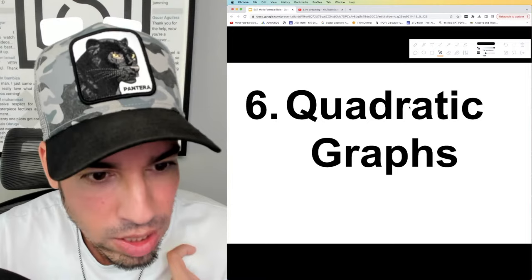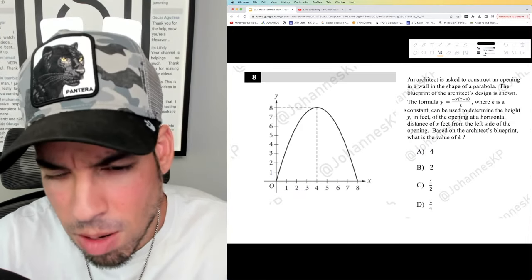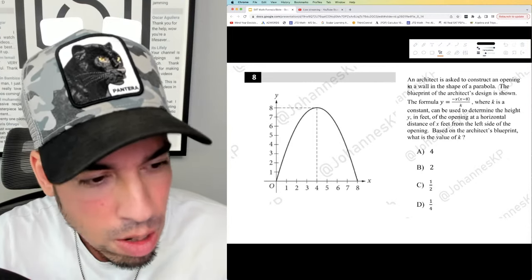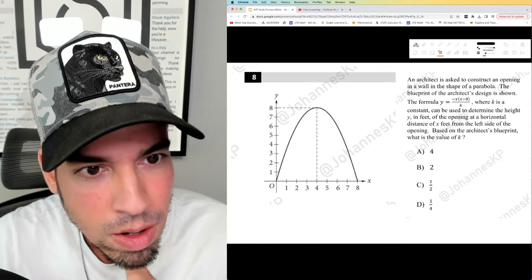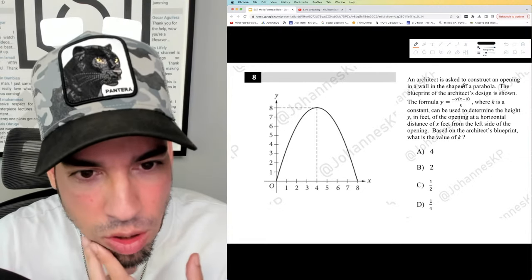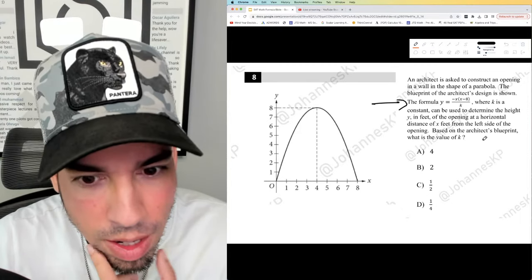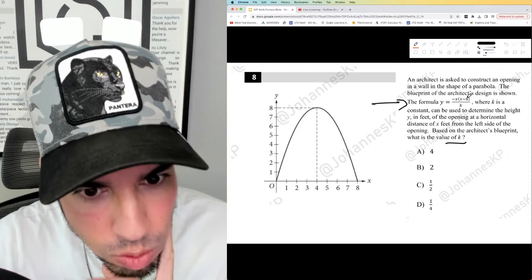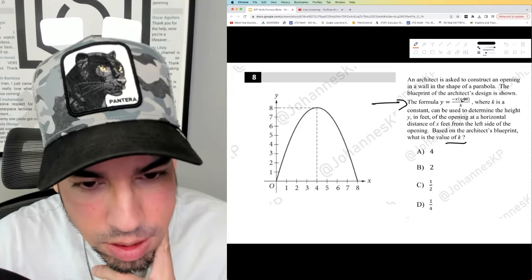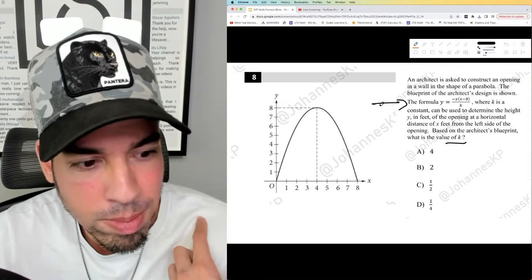Quadratic graphs. Okay, this is another new one that I'm pulling mostly from the October test. Now, I pulled it from a couple other exams, but this is from a previous test. I think this is March or May 2023. But this was one that I did notice. So they've got a nice graph of a quadratic. They give you this formula and they want you to figure out what is the value of k. All right. So when you look at this, this is in a weird format. So what I can do is I can simplify this a little bit. This would be my strategy.